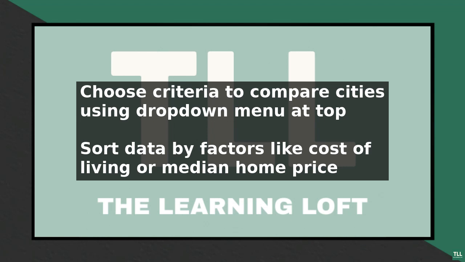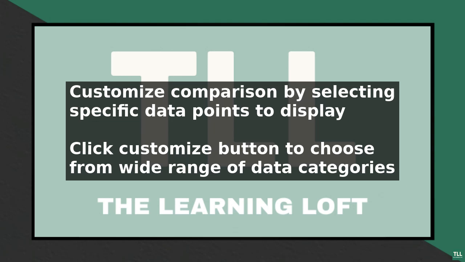To sort the data, look for the drop-down menu at the top of the page, which allows you to select the criteria by which you want to compare the cities. For example, if you are looking for the city with the lowest cost of living, select the cost of living option from the drop-down menu. The data will then be sorted to show the city with the lowest cost of living at the top. You can also sort the data by other factors, such as median home price, commute time, or air quality.